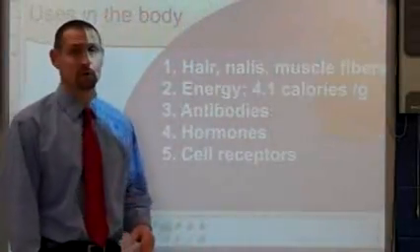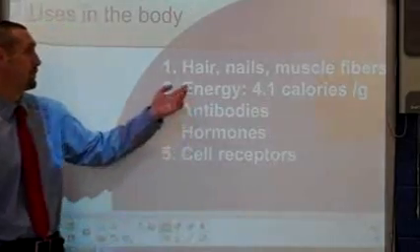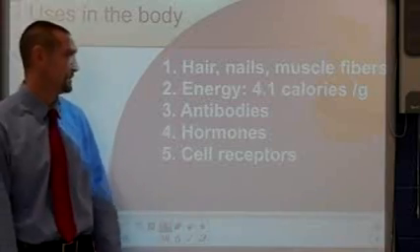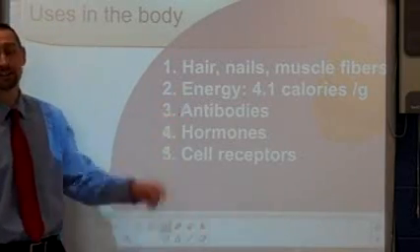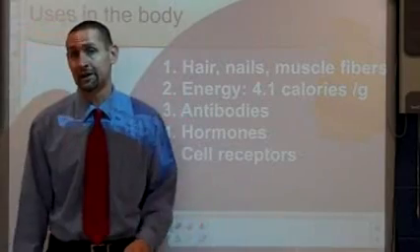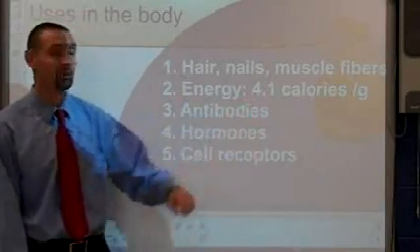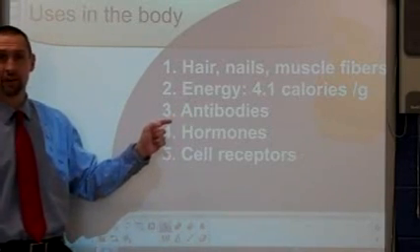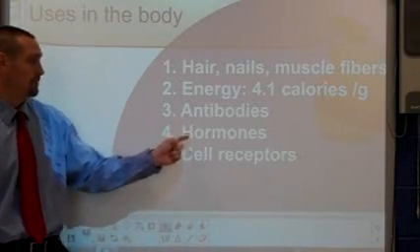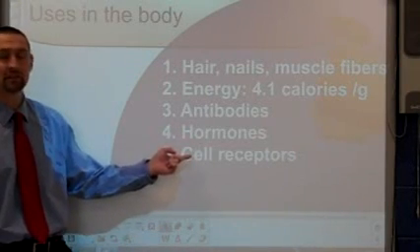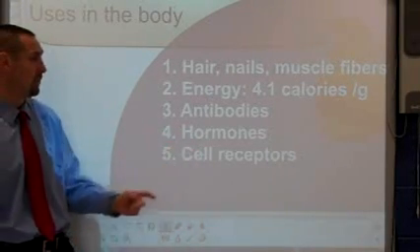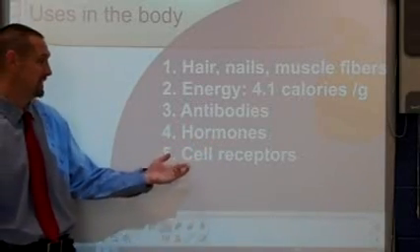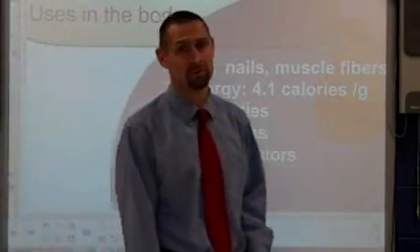How do you use proteins? What are they good for? Well, one thing they're good for is the structure of things like hair, nails, and muscle fibers. We do get some energy from proteins if we don't have very many carbohydrates available. Notice it's only 4.1 calories per gram. Proteins make up our antibodies to fight in our immune system. We have protein-based hormones, and cells can recognize each other and recognize what kind of chemicals they're getting or are attaching to them or need to get into the cell. These cell receptors are also made up of proteins.